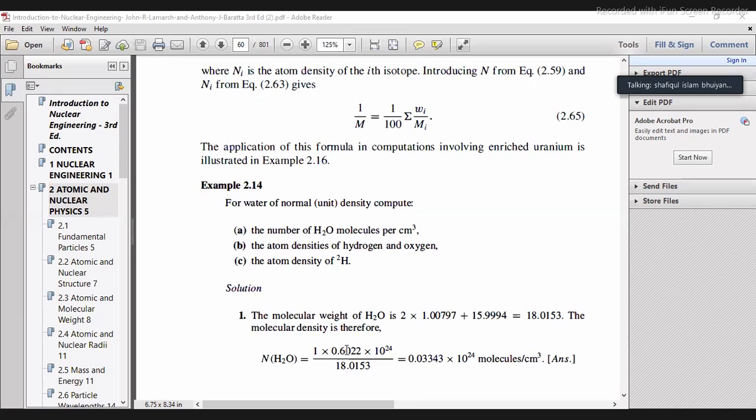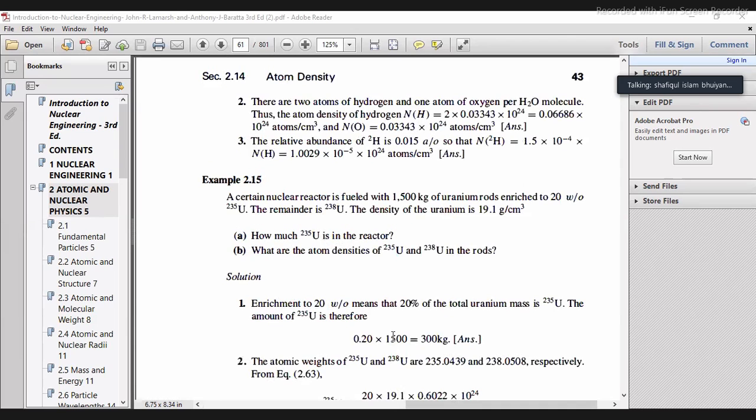So that's how you see that this is the number of molecules per centimeter cube and the atom density of hydrogen and oxygen. Now we'll calculate the atom densities. There are 2 atoms of hydrogen and 1 atom of oxygen. The atom density of hydrogen, NH.